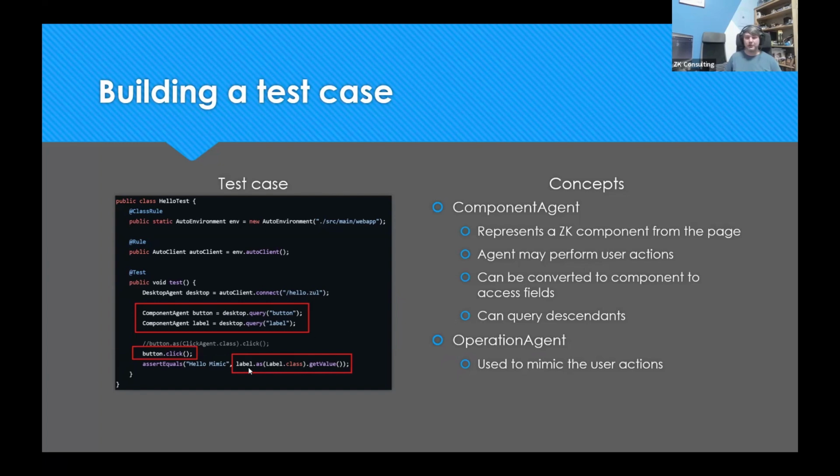With JUnit testing, you will note that assert equals is the function that we call in order to make a statement and to either be true or false, make the test pass or make the test fail accordingly. And so here we're finding our label component agent. We're passing it into a specialized label class, which is going to let us access all of the functions available to a label component. And in this case, we're going to do get value, which is the text of the label, and verify that it is equal to the hello mimic text that we expect it to be. All right.